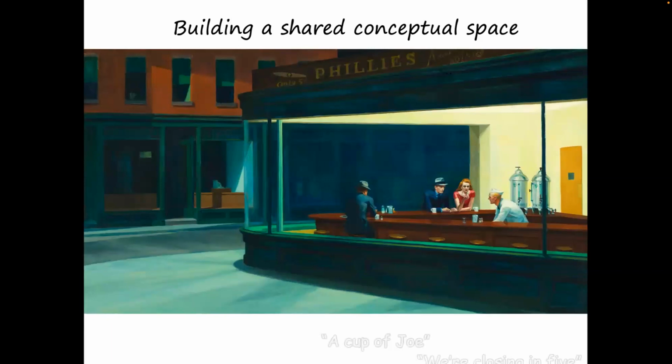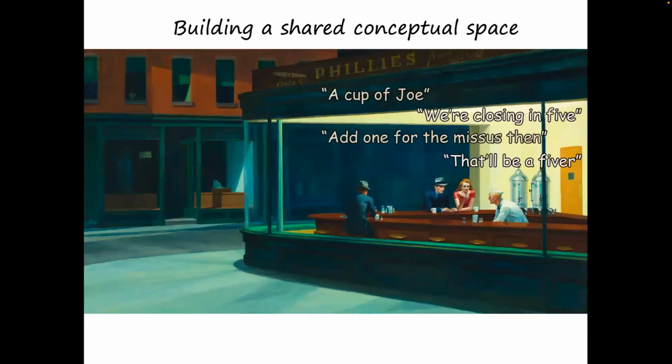Consider the following semantically incoherent, but somehow conversationally fluent exchange between a customer and a bartender. A cup of Joe, followed by, we're closing in 5. Add 1 for the missus then. That'll be a $5.